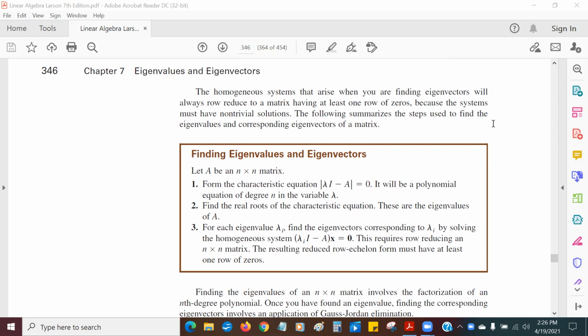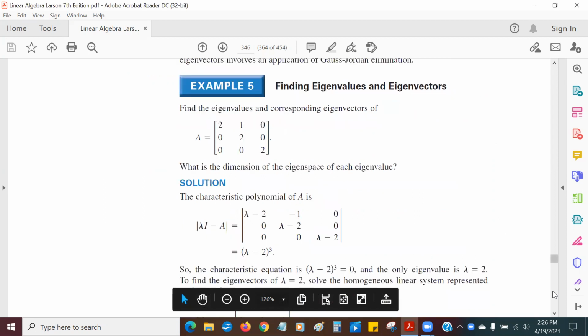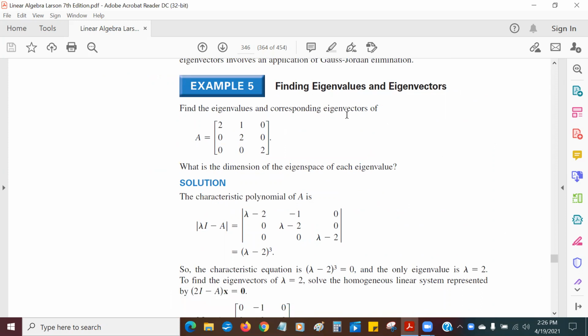We're continuing in chapter 7 and finding eigenvalues and eigenvectors. This little box here kind of summarizes the techniques that we've been doing, and so we're going to use this and get some cool stuff. So we're going to find the eigenvalues and the eigenvectors of this matrix here, and you may have noticed that this matrix is diagonal.